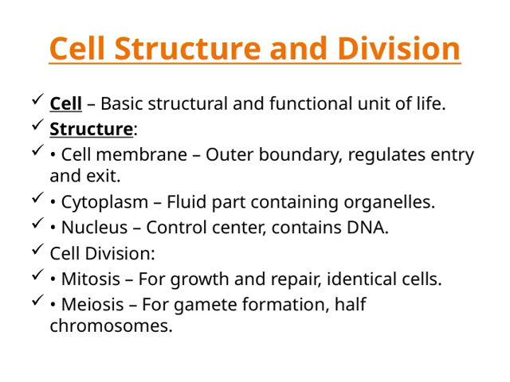First, there's the cell membrane, which is like the cell's outer boundary. It acts as a gatekeeper, regulating what enters and exits the cell, ensuring the right balance of substances inside. Next, we have the cytoplasm, which is the fluid part of the cell. It contains various organelles that perform specific functions necessary for the cell's survival and activity.